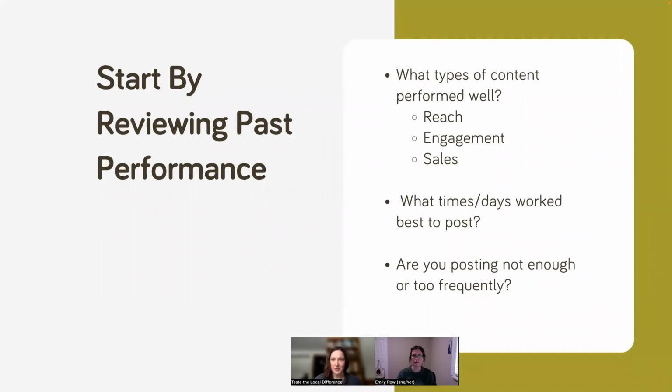You can see it in a really quick snapshot, and figure out what posts reached the most people, which ones had the most engagement, and if you have it connected to any sort of e-commerce platform, also trying to figure out which posts actually drove sales. So once you have that figured out, you can also look at the times of day and days of the week that you posted and see if you notice any trends. So trying to figure out if there are certain days of the week or times of the day that your audience tends to be more active and more likely to engage with your content.